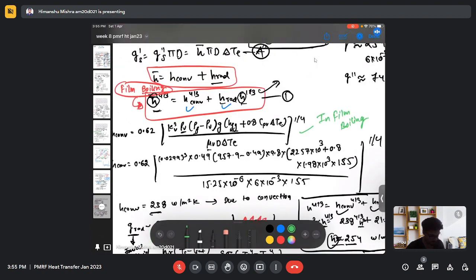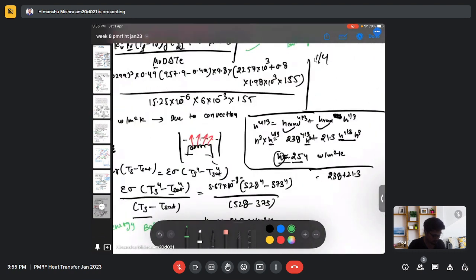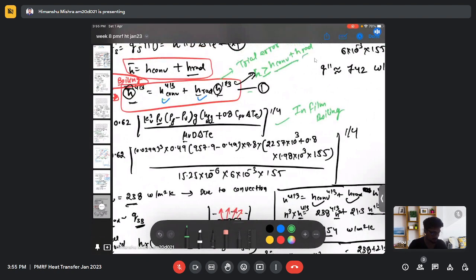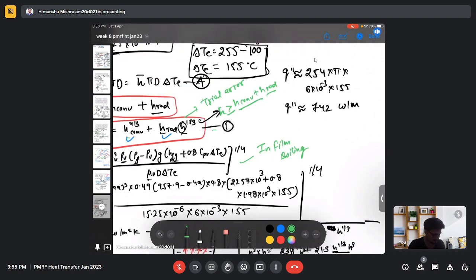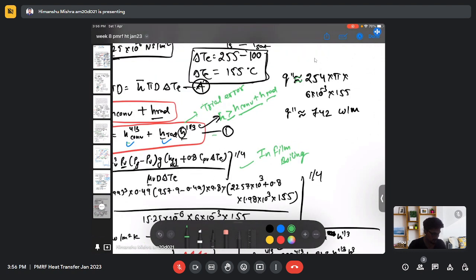However, since equation 1 is itself a very complicated equation, we need to use the trial and error method. So one way to approximate the total heat transfer is that your total heat transfer should be more than your convection plus radiation heat transfer. So based on this, we can say that it should be more than this, and we guess the value of the total heat transfer coefficient, let's say 254, and based on this we approximately calculated the heat flux in the film boiling region.